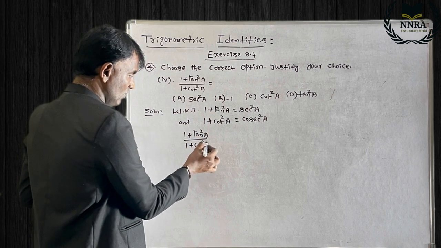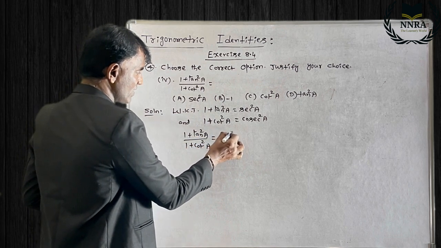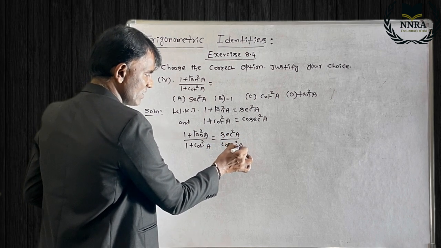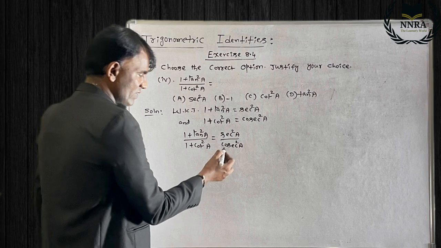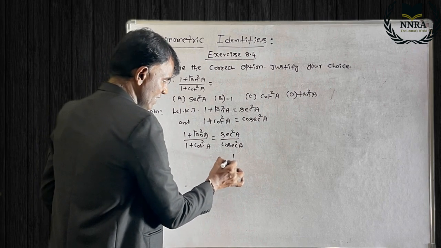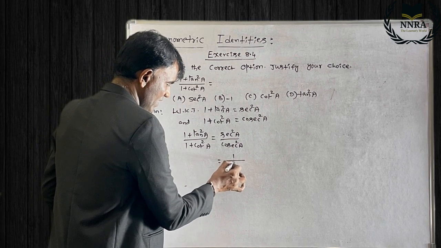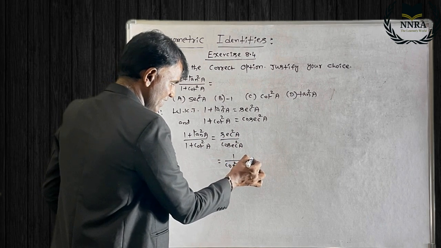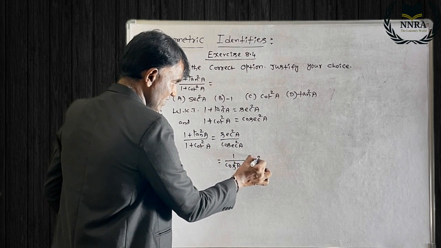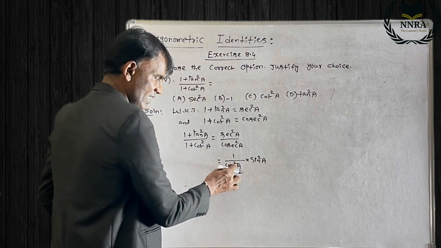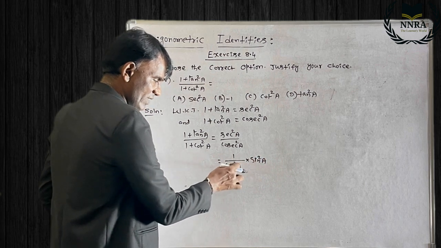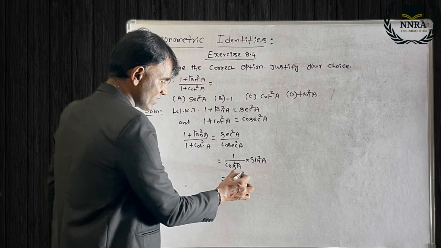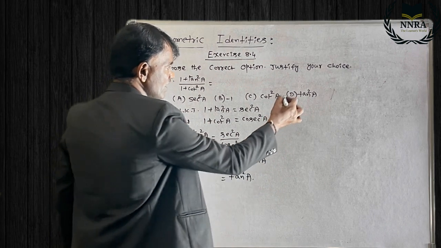Right? Now what is 1 plus tan square A? It is secant square A. And 1 plus cot square A is cosecant square A. And secant square can be written as 1 by cos square A. Right? And here 1 by cosecant square A, that can be written as sin square A. Now it is sin square A by cos square A. Sin A by cos A is equal to tan A. Sin square A by cos square A is equal to tan square A. So that answer is D.